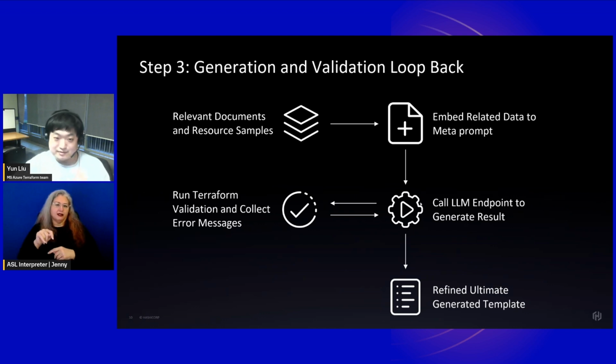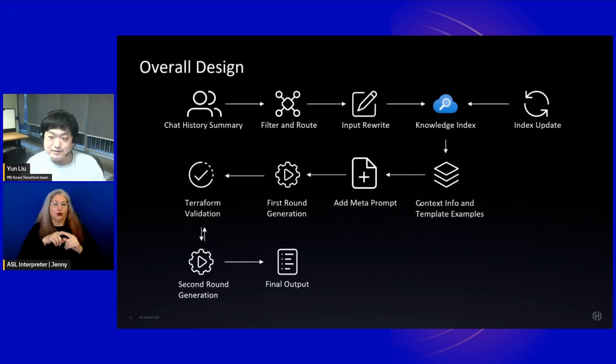This is basically how we build this Terraform Handler service and how we make sure it has good speed and quality. In the next slide, I will show you the overall design of this. Here's the overall design. You can see that we went through the chat history summary, the route stage, the rewrite stage, the retrieval stage, the generation stage, and the validation loopback stage. After all of this, it will come up with the final output, and this final output will have better quality than the LLM native call.